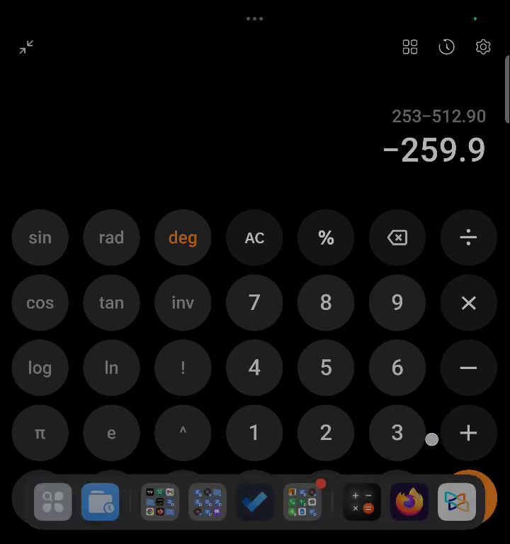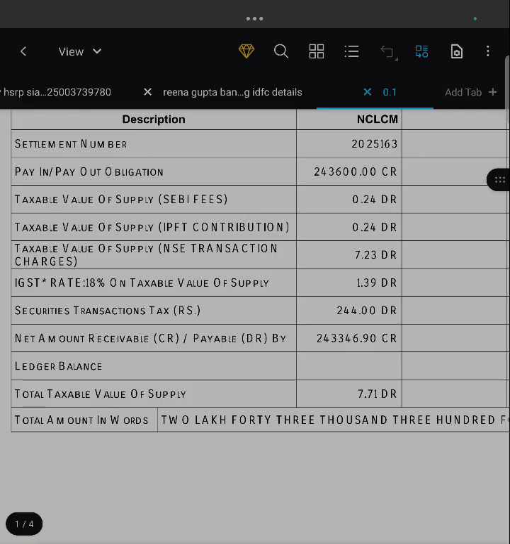But in case of an IPO, there are no taxes on buy. So this is how taxation works.